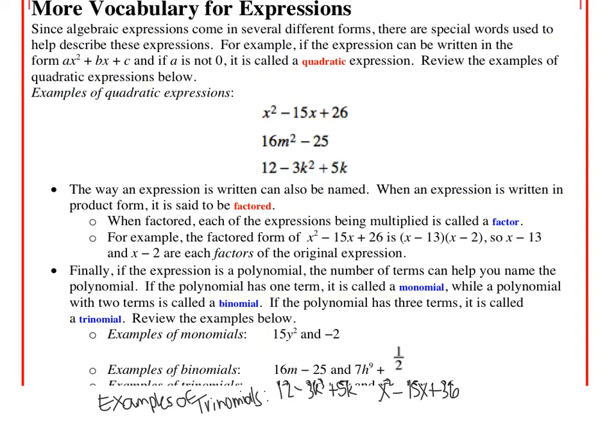Some vocabulary for expressions. Since algebraic expressions come in several different forms, there are special words used to help describe these expressions. For example, if the expression can be written in the form ax squared plus bx plus c and a is not 0, it's called a quadratic expression, and that's the focus of Unit 8. So here are some examples: x squared minus 15x plus 26, 16m squared minus 25, 12 minus 3k squared plus 5k. They're all quadratic because they have the squared term.